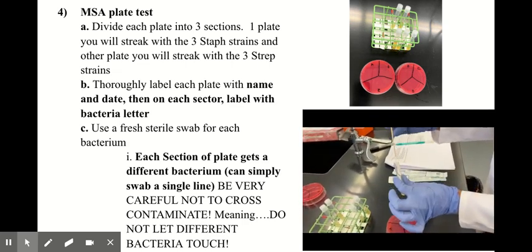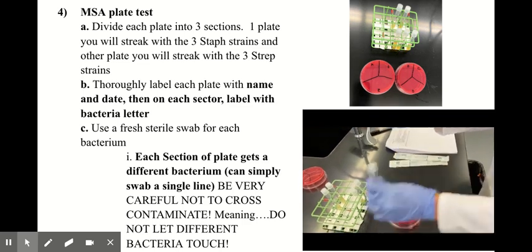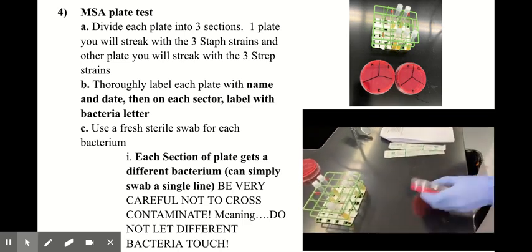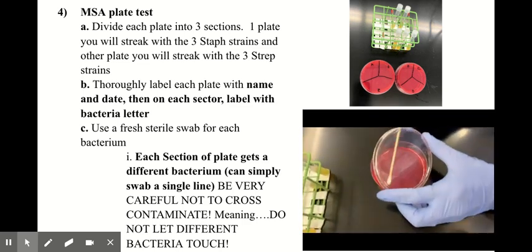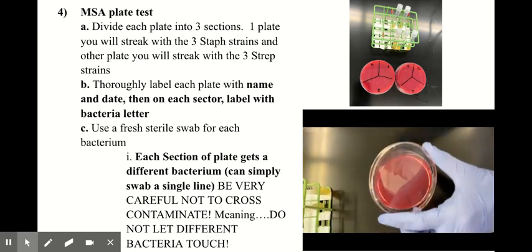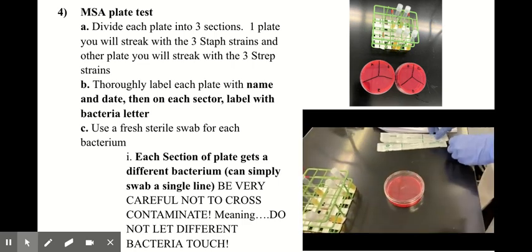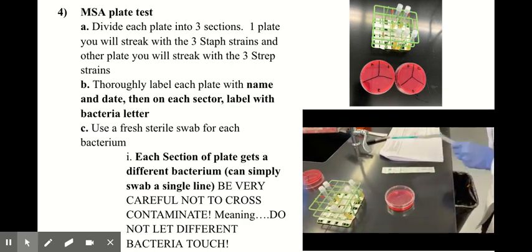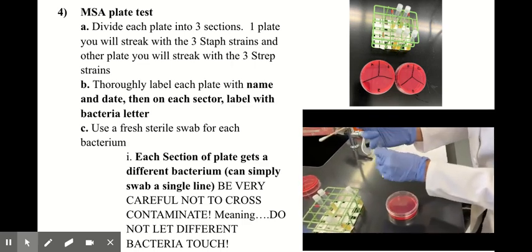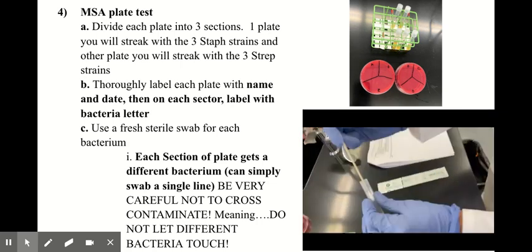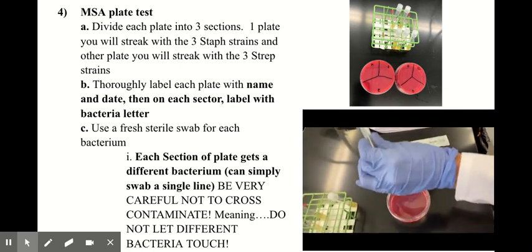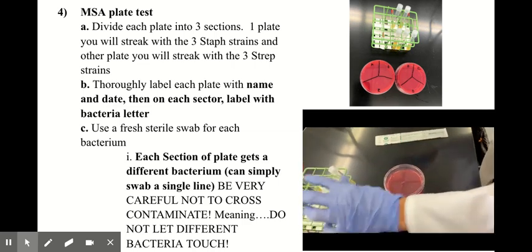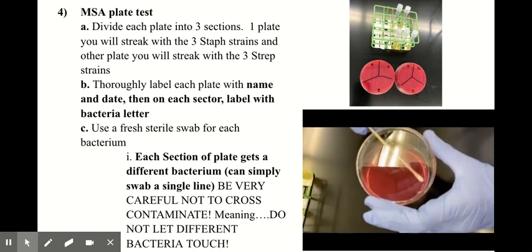you're going to take some bacteria and swab it carefully onto the section labeled with that letter. And do that for each sample. So all 3 staph strains on one plate and all 3 strep strains on the other plate.